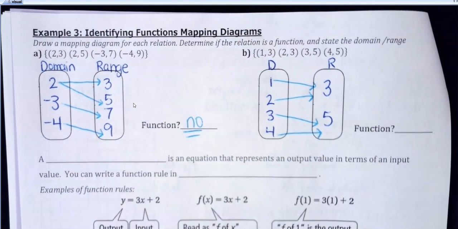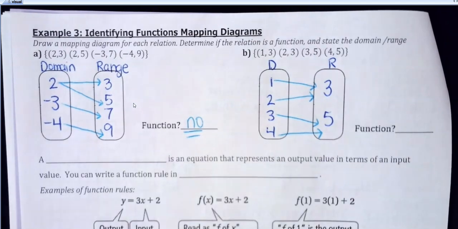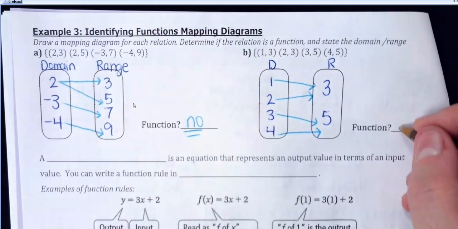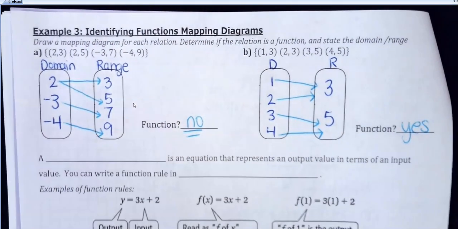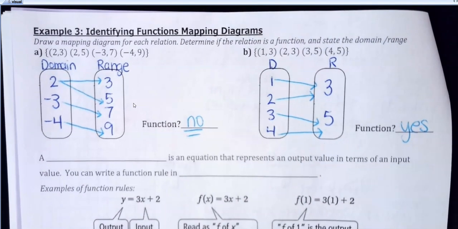Now, yes or no on this one, is this a function? Yes, it's okay for the y values to repeat as long as each x value has a different arrow coming out of it, not 2 like this one did. This is a function. If you put this on a graph, it would totally pass the vertical line test. Okay, is anybody having a question about domain, range, and writing that stuff down?